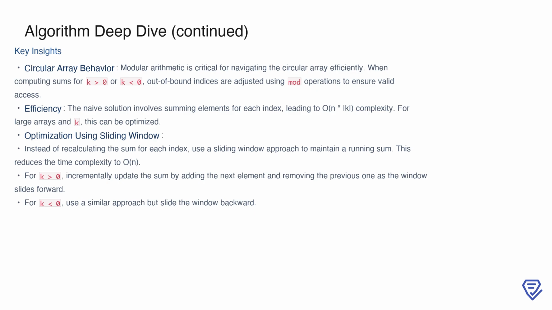Instead, we can use a sliding window optimization. With this approach, we maintain a running sum of the elements within the current window. For k greater than 0, as the window slides forward, we update the sum incrementally by adding the next element and removing the previous one. Similarly, for k less than 0, we slide the window backward, making analogous updates to the sum. This optimization reduces the time complexity to O(n), making the solution much more scalable.